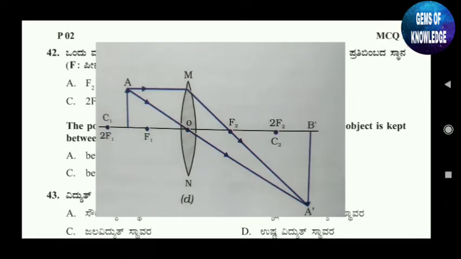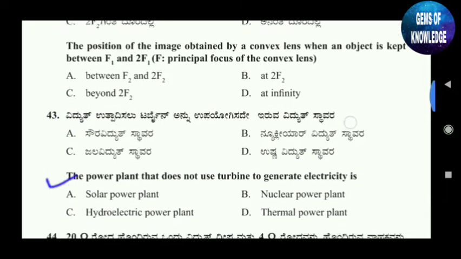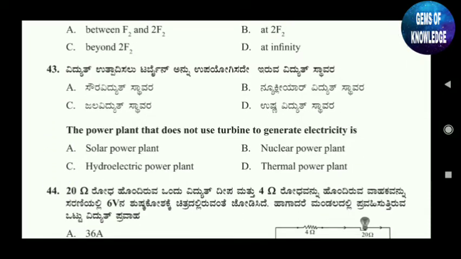So the correct answer, as you can see in the image, will be beyond 2f2. So the position of the image will be beyond 2f2, after 2f2. So here the correct answer is nothing but C1, that is beyond 2f2. Next, moving to the third question. The power plant that does not use turbine to generate electricity is.